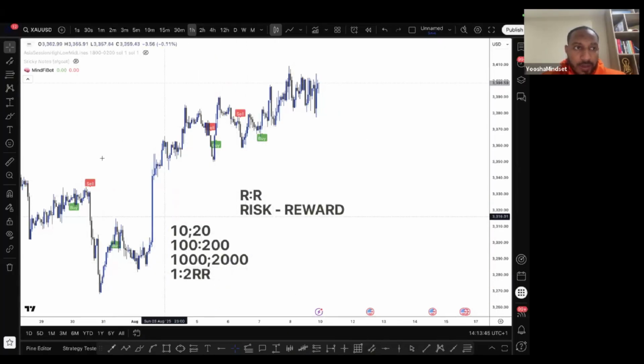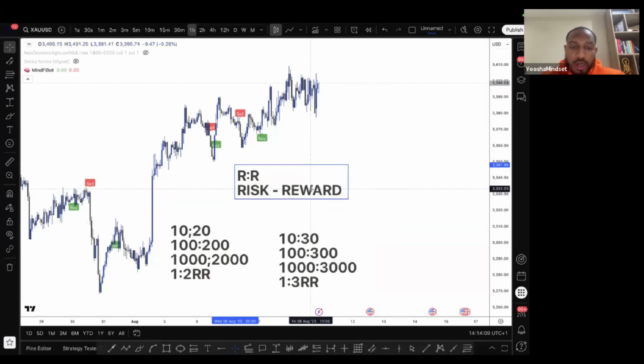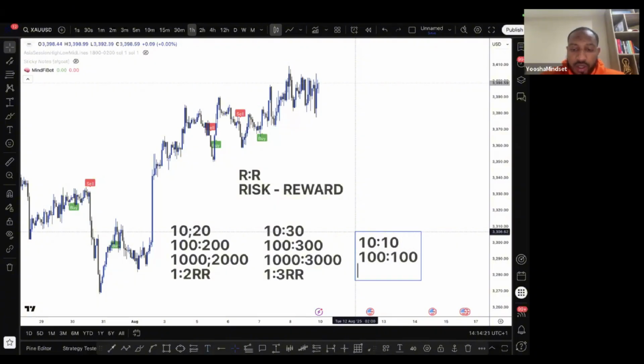So if you're doing 1 to 3, it means you're risking 10, for example, to make 30. Risking 100 to make 300, risking 1000 to make 3000. This is called 1 to 3 RR. I will also mention 1 to 1. Some people do 1 to 1 as well, which is 10 to make 10, 100 to make 100 and 1000 to make 1000. This is called 1 to 1 risk to reward ratio.